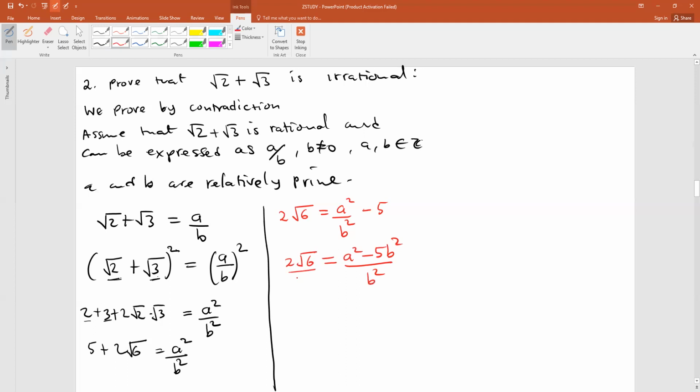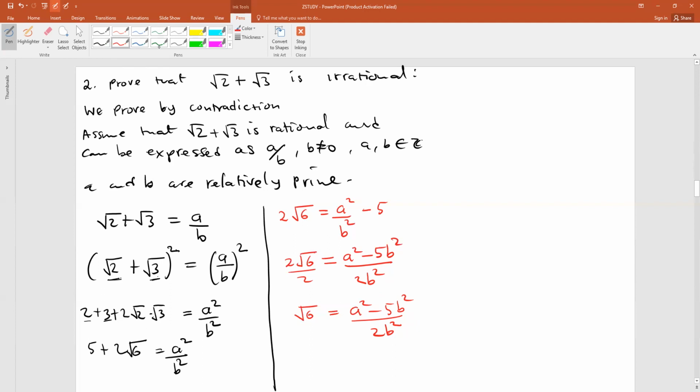Then you divide both ends by 2, so that what you have is square root of 6 is equal to a squared minus 5b squared over 2b squared. So if they told you that, given the fact that root 6 is irrational, you end there and conclude that this side is a rational number.